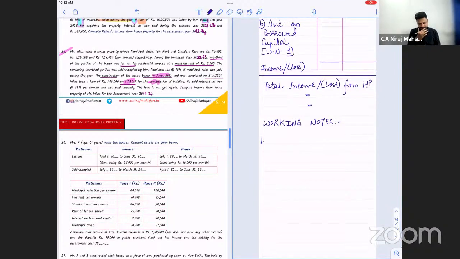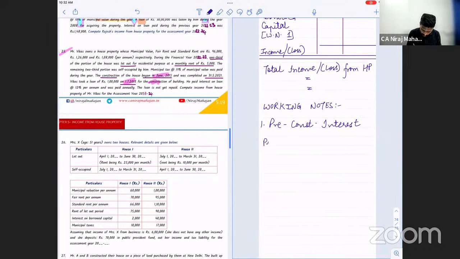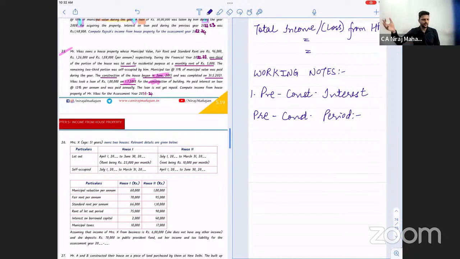First one. Current is very easy to do. We'll be doing pre-construction interest first. Right, Elia? For that, what do we require? Pre-construction period we require. I hope you're understanding. I'm not directly jumping on the questions. I always do the concept. Then we are doing some conceptual questions only to clear the concept. And then these questions are mixed, right?